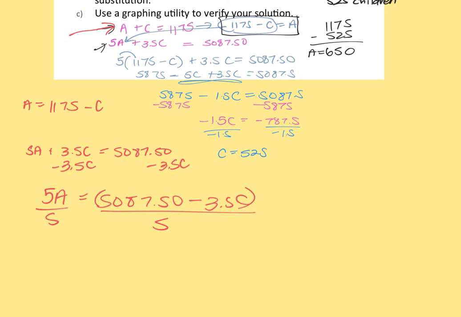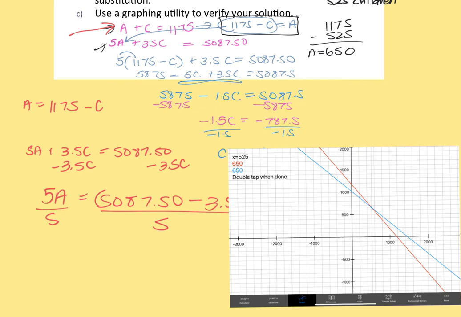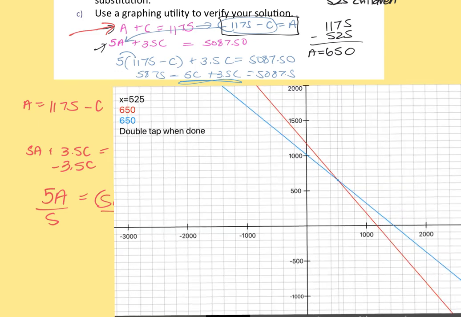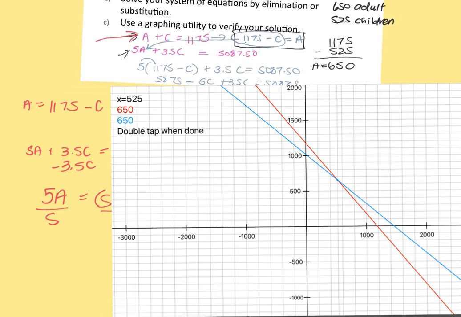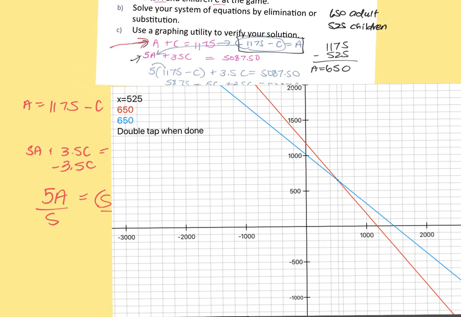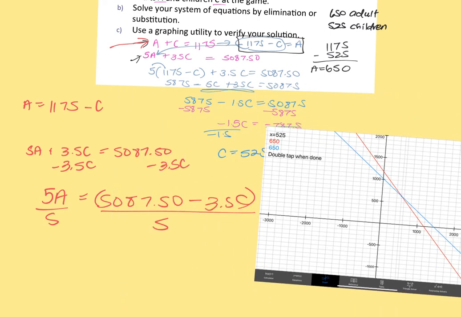I should have done it on the app because it's going to be easier to zoom out. But all right, it said to verify using your graphing utility. So we obviously did the work first. And then if I graph it, you see X is 525 and Y would be 650. So that's your way to check your answers on that system. And it matches what we found, 650 adult and 525 children. That's good. The work at the bottom was just putting it in terms of slope intercept. Correct.